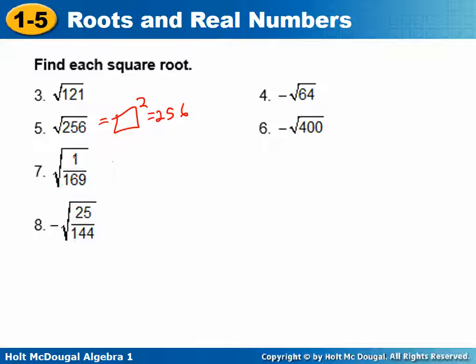Now number 7, the square root of 1 over 169, you could do the square root of 1 over the square root of 169. Both of these will be on your table, and you just need to find the square root of each of those numbers and write what you get. Same with 8, except in 8, there's a negative in front, so your answer will be negative something. I went out of order here, I guess, but 4 and 6 also have a negative in front, so their answers will be negative whatever it is. 6 is negative 20, I know.